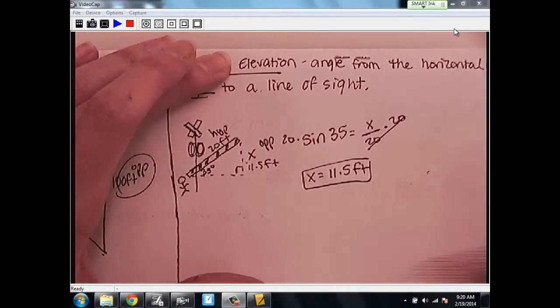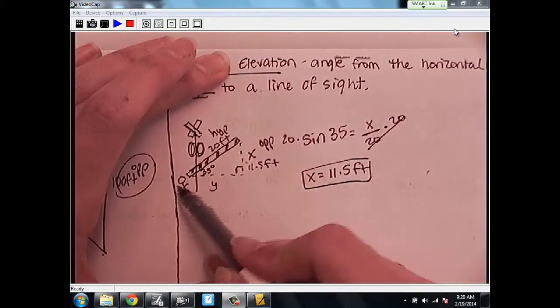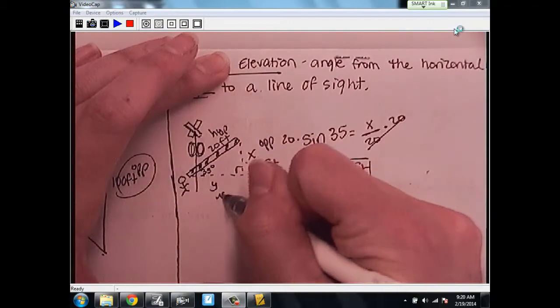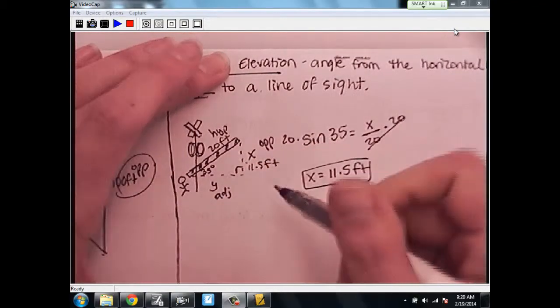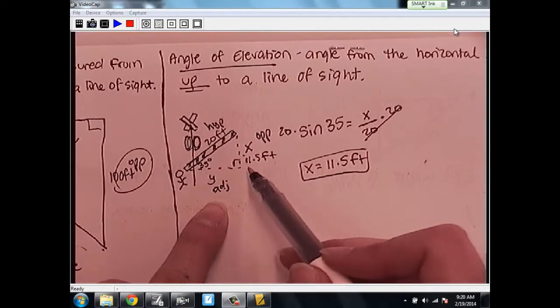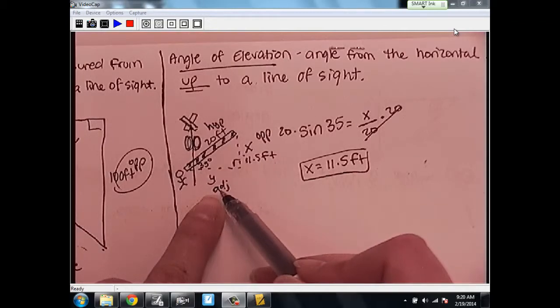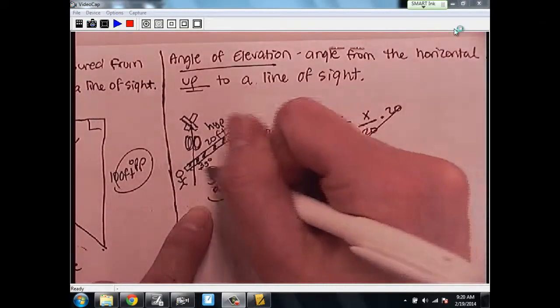But how about this? Can we also find this side? I might call this y just to show that it's different. If I'm still at my angle, this is the adjacent. And here's the thing. I could use the adjacent and the opposite, but here's my only drawback. If I made a mistake when I found this answer, it's going to be wrong too. So I would say, let's look at this one.